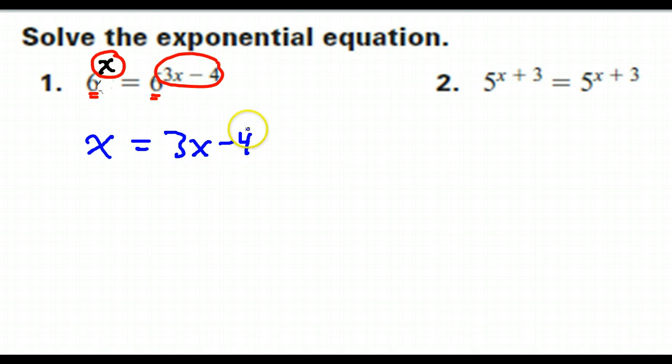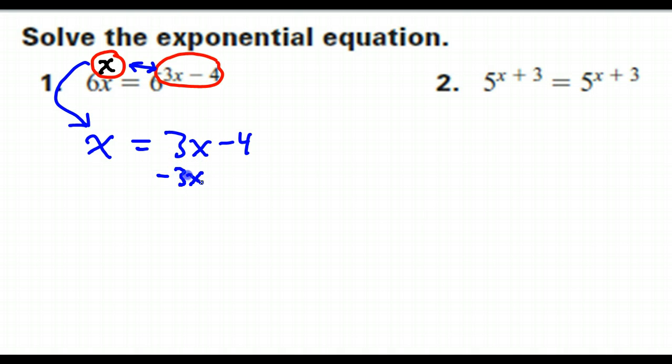Now my students will say, oh, so does that mean you just cancel out the 6's? No, technically we're not canceling out, because canceling out implies division, and we're not dividing. We're just using a jump of logic. So by logic, these exponents will be equal to each other. And then you just solve like normal, getting this x by itself.